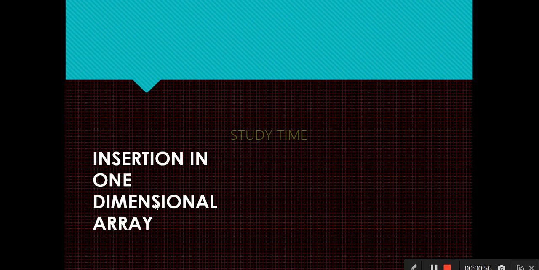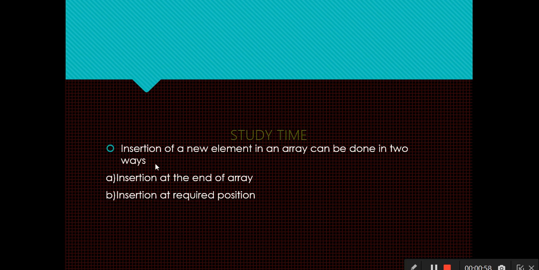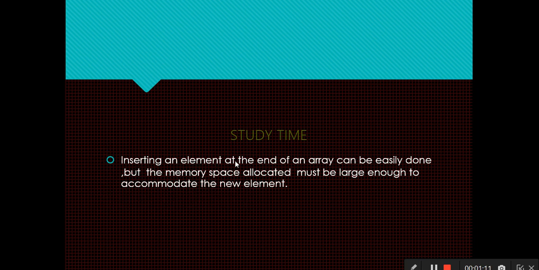Insertion in one-dimensional array. Insertion of a new element in an array can be done in two ways. A. Insertion at the end of array. B. Insertion at required position. Inserting an element at the end of an array can be easily done, but the memory space allocated must be large enough to accommodate the new element.